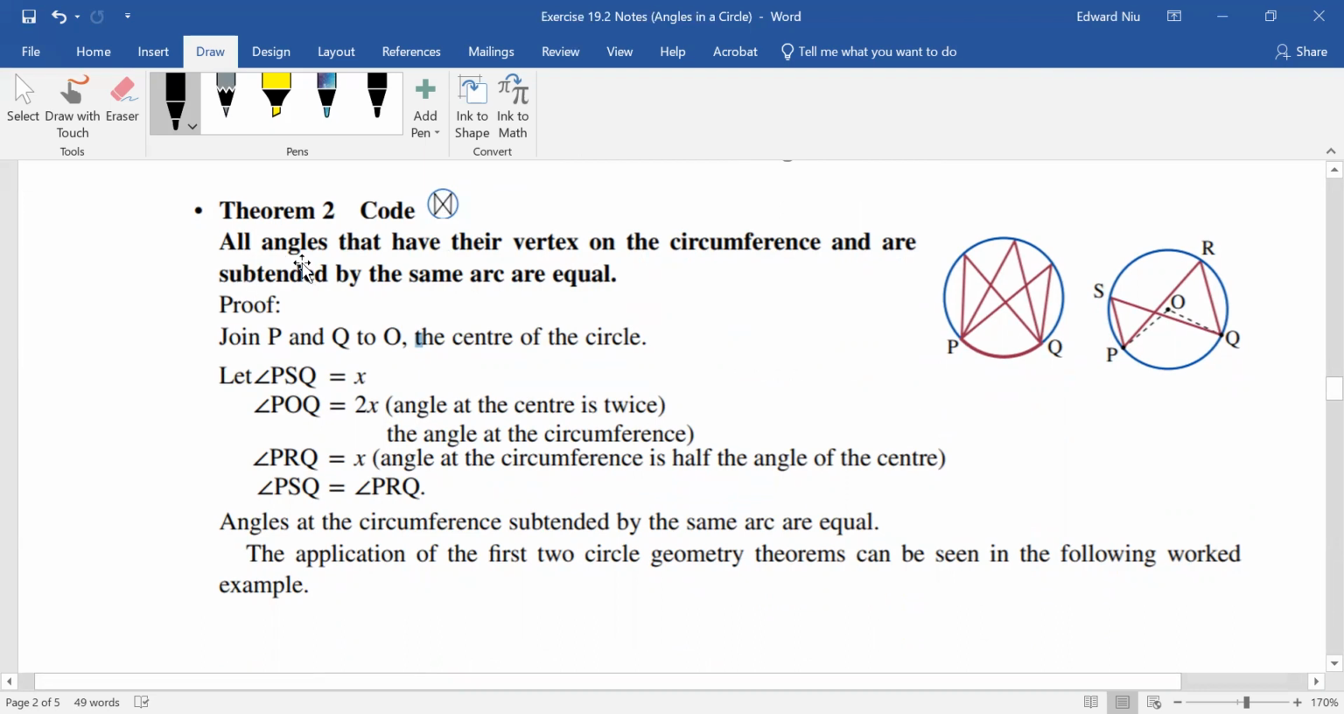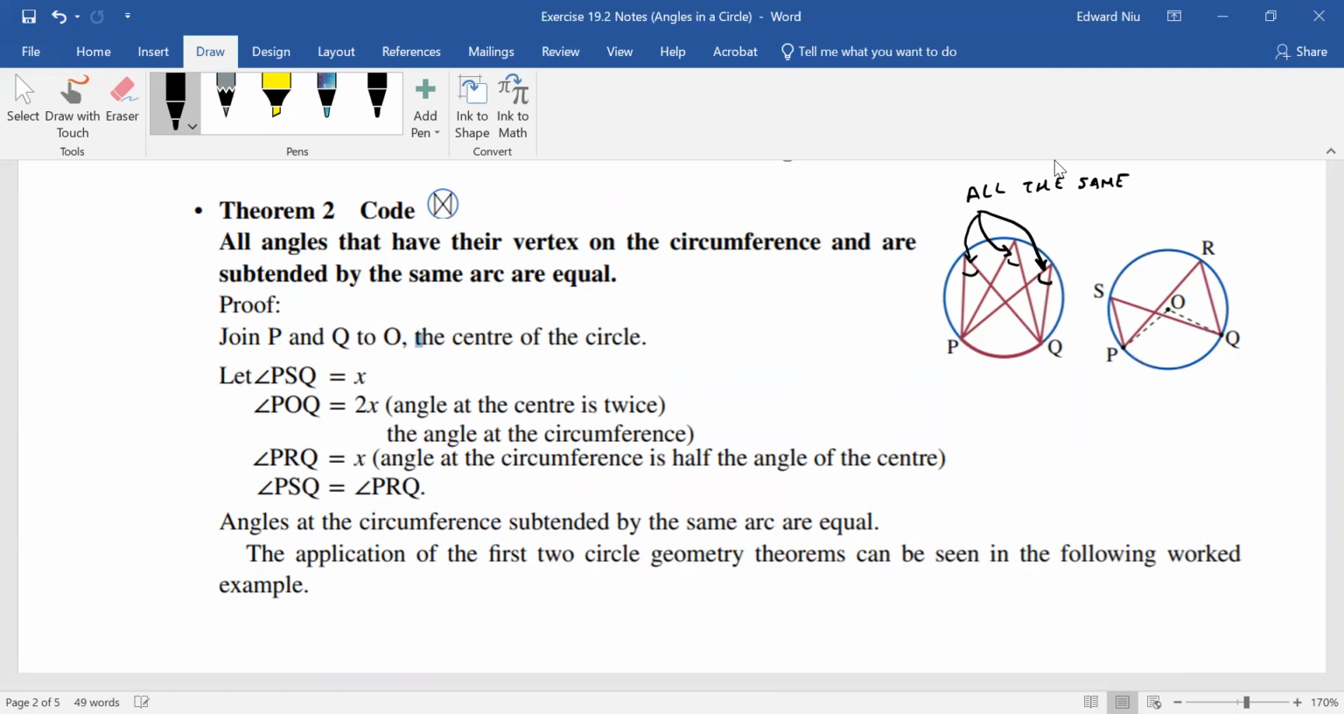But anyway, all the angles that have their vertex on the circumference and are subtended by the same arc are equal, meaning these angles, so this angle here, this angle here, and this angle here, are all the same. Assuming they are joined here at the origin.